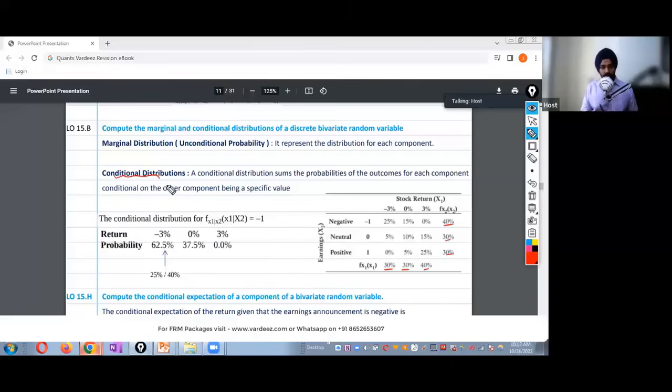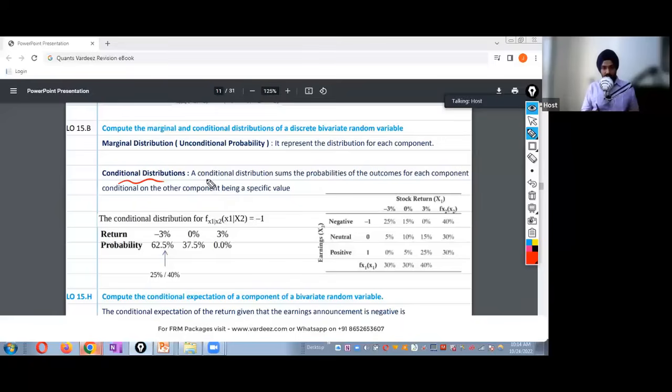What about a conditional distribution? As I said, conditional probability. First thing first, each one of these things is known as a component. It's just a term that you should know. Now, conditional probability is something where one piece of information is given to you and then you need to find something else.